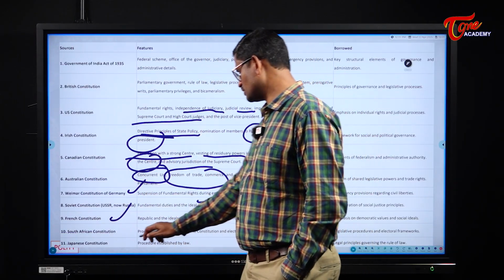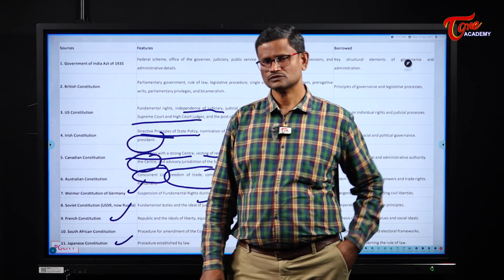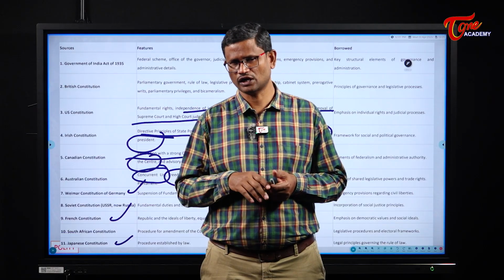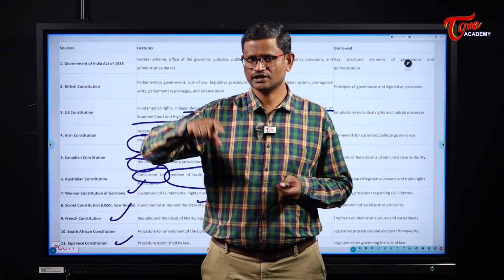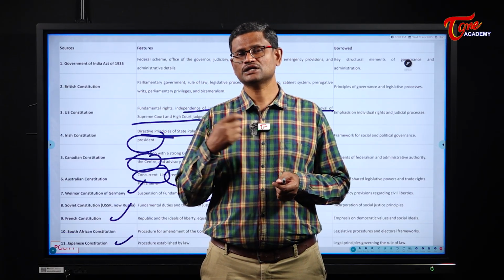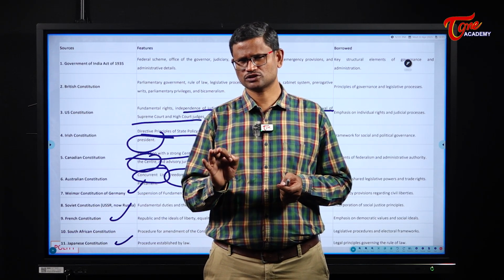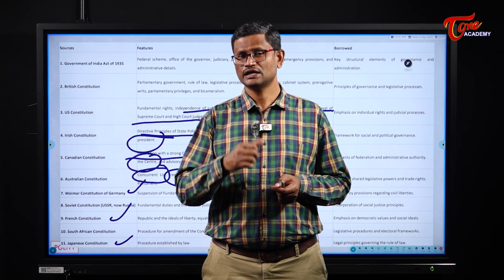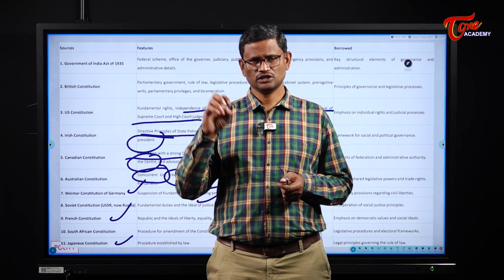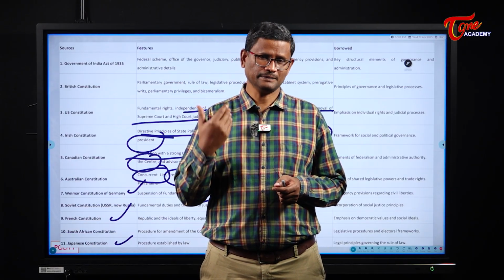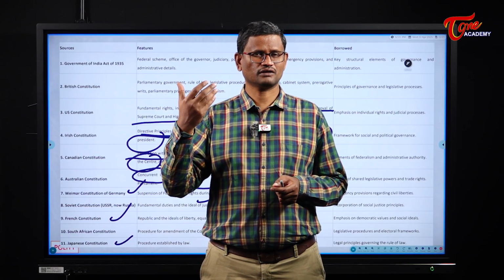Then when it comes to the Japanese Constitution, though the Constitution of today is based on due process of law, the Constitution of 1950 was initially based on procedure established by law. So the idea of procedure established by law is borrowed from the Japanese Constitution. These are some of the major constitutions in the world which have an impact on the making of the Indian Constitution.